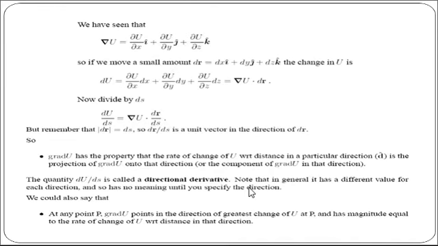In general it has a different value in each direction and so has no meaning until you specify the direction. That means it has no meaning if we do not specify the direction. So this is about the gradient of a scalar field.